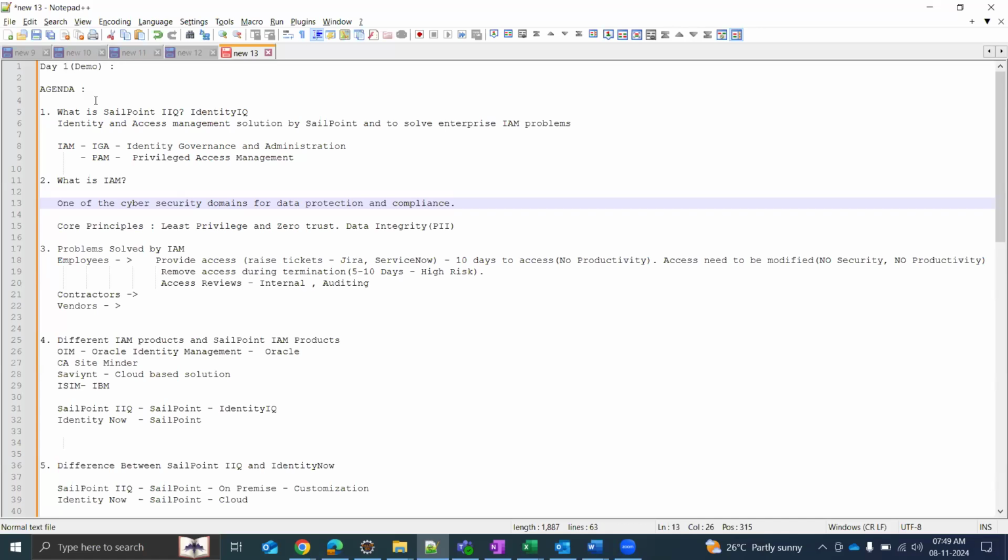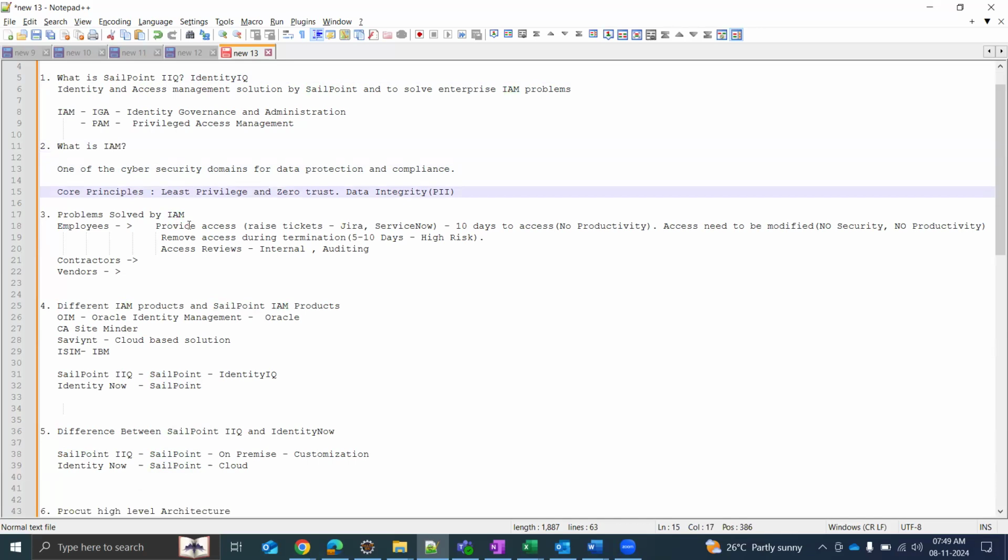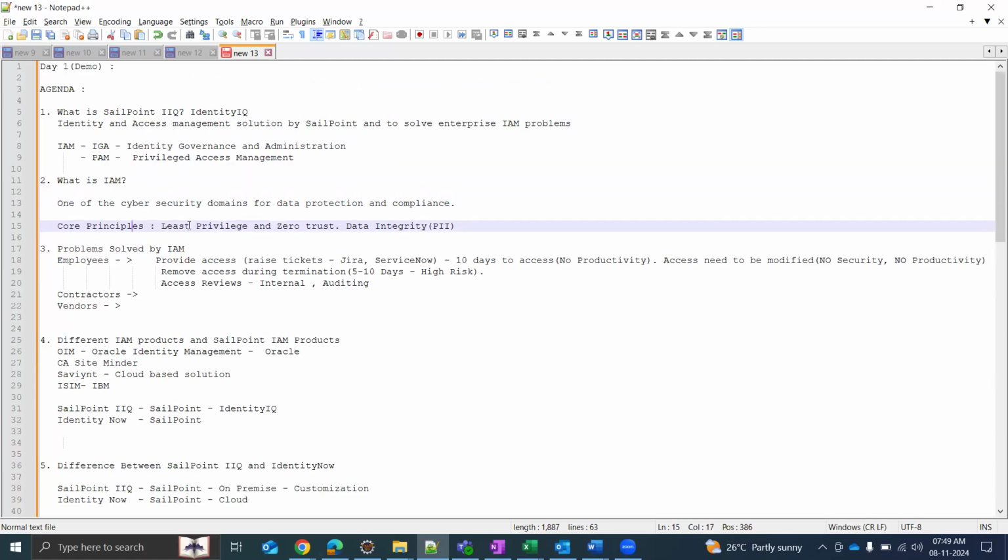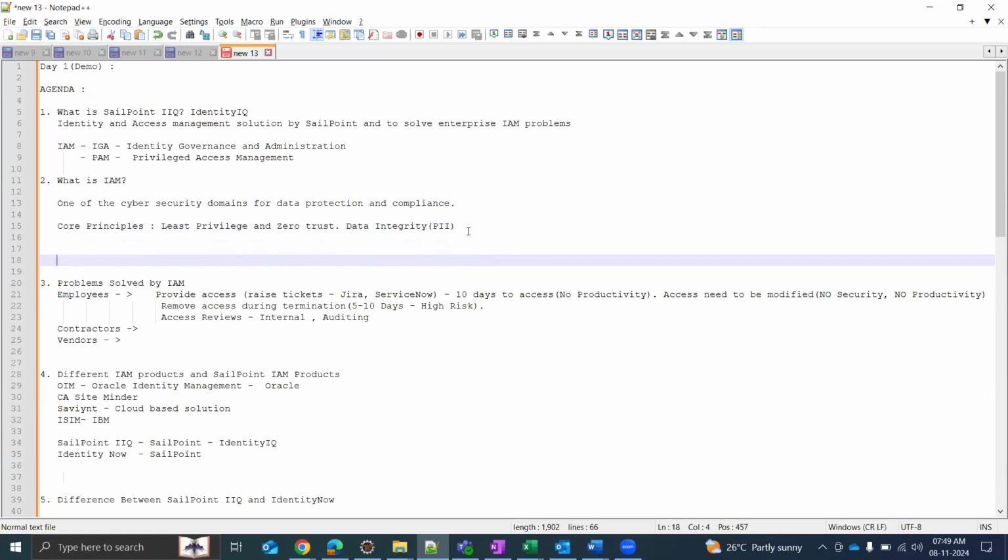So now that we understood what SailPoint IIQ is, what IAM is, and where exactly SailPoint fits in the IAM, let's understand why we need a tool like SailPoint. Why do we need an identity and access management tool for an organization? Okay. So I would like to explain something more here. We are saying identity and access management everywhere. So first of all, what is this identity? What is this access? And what is this management?